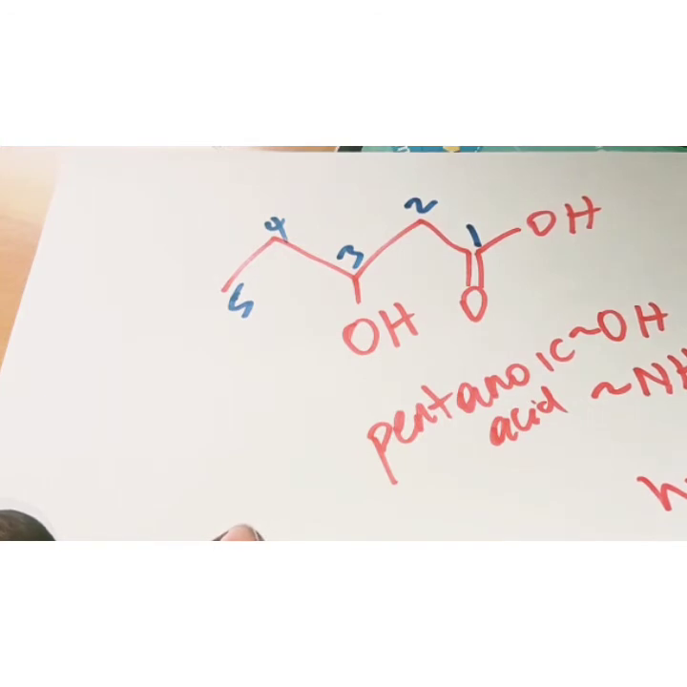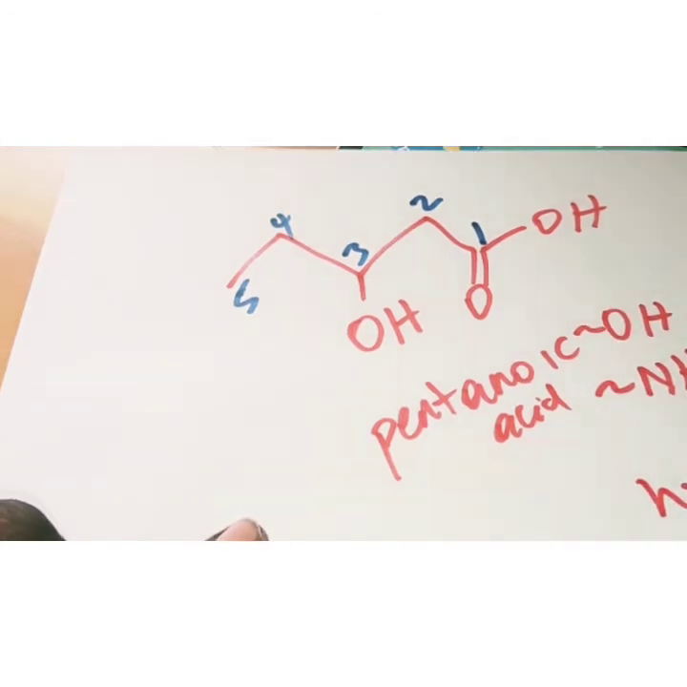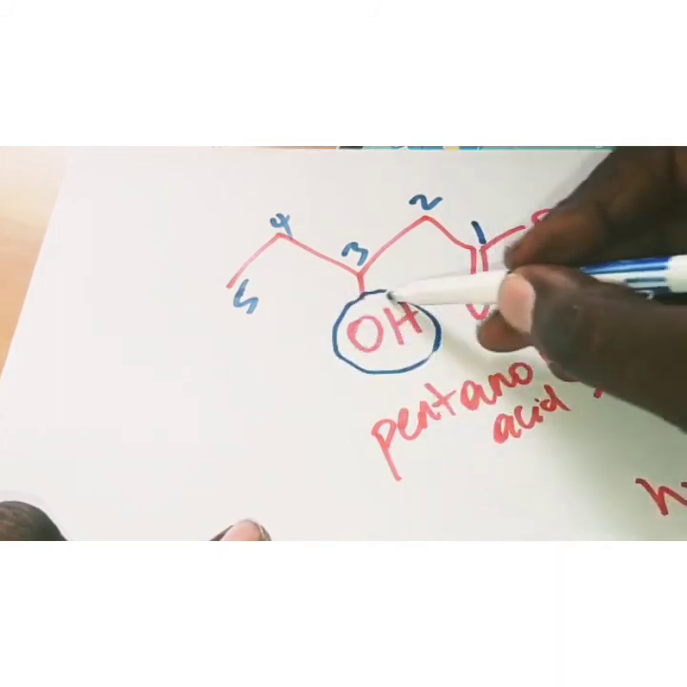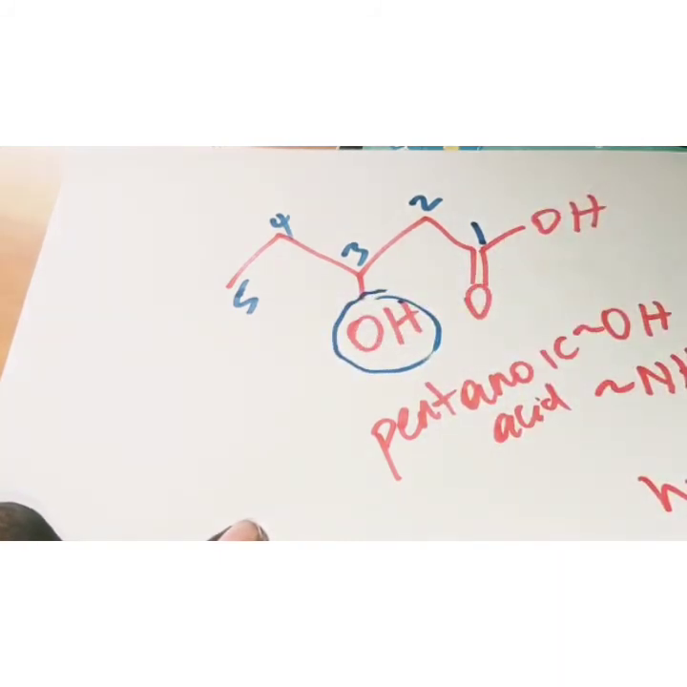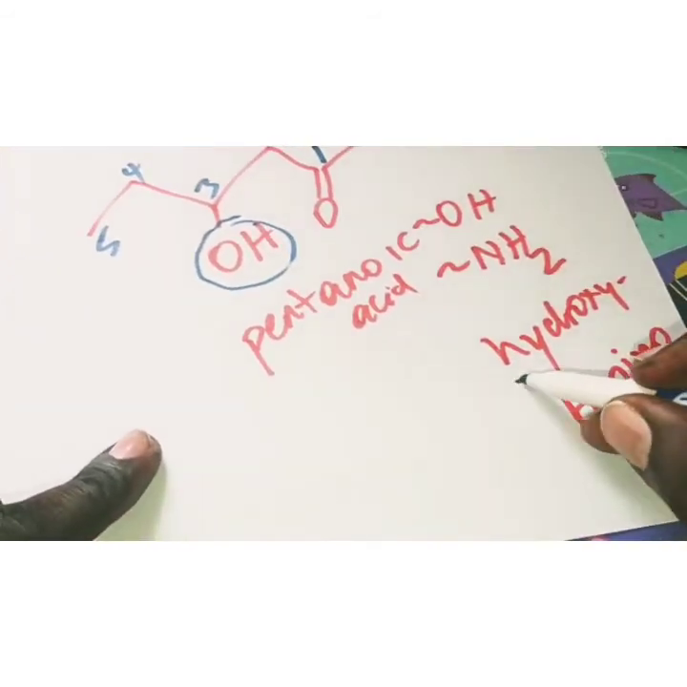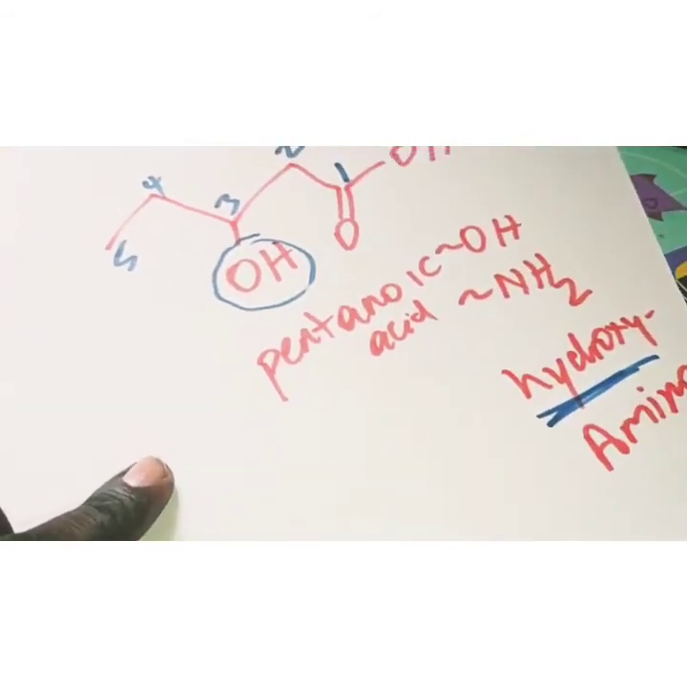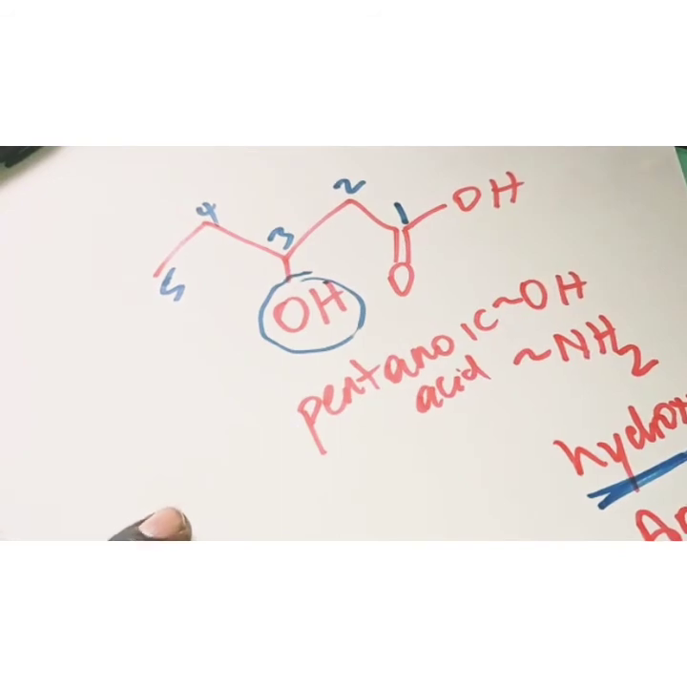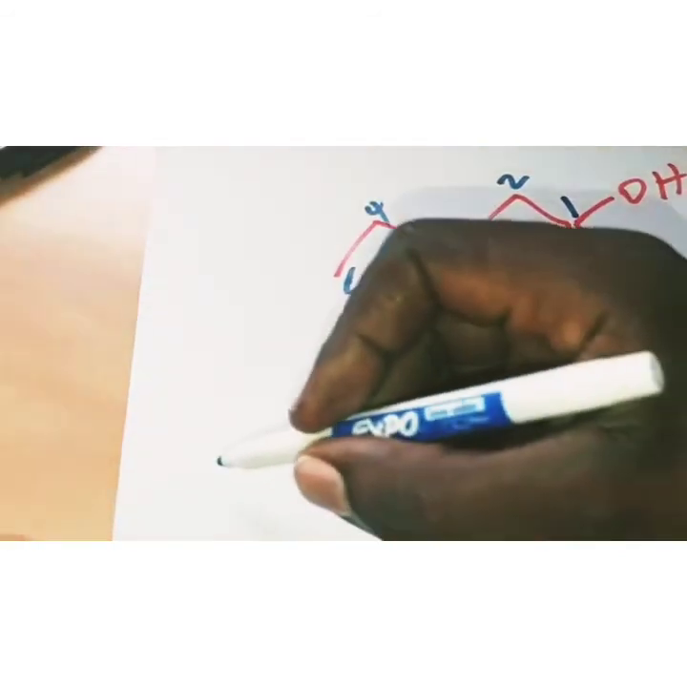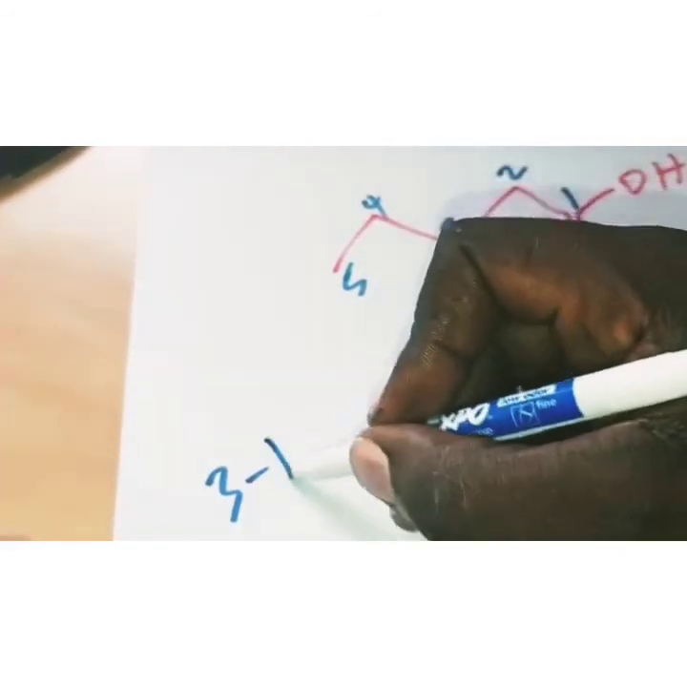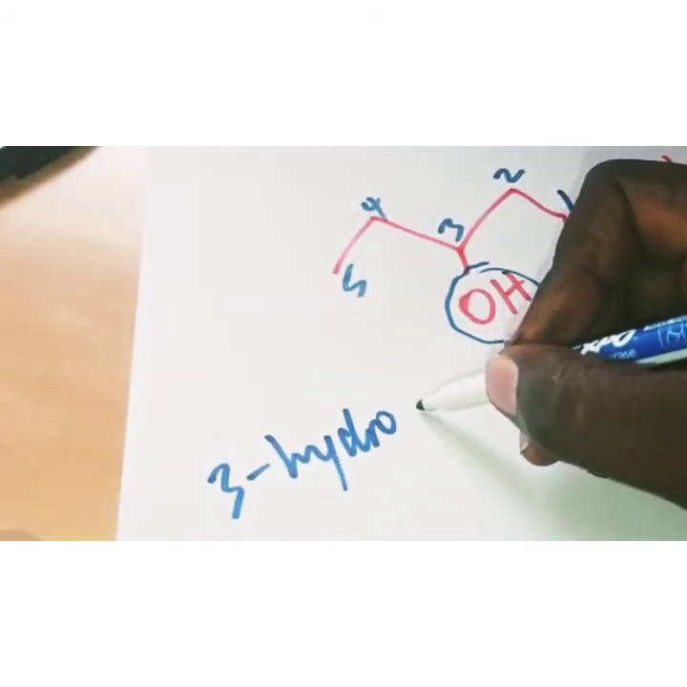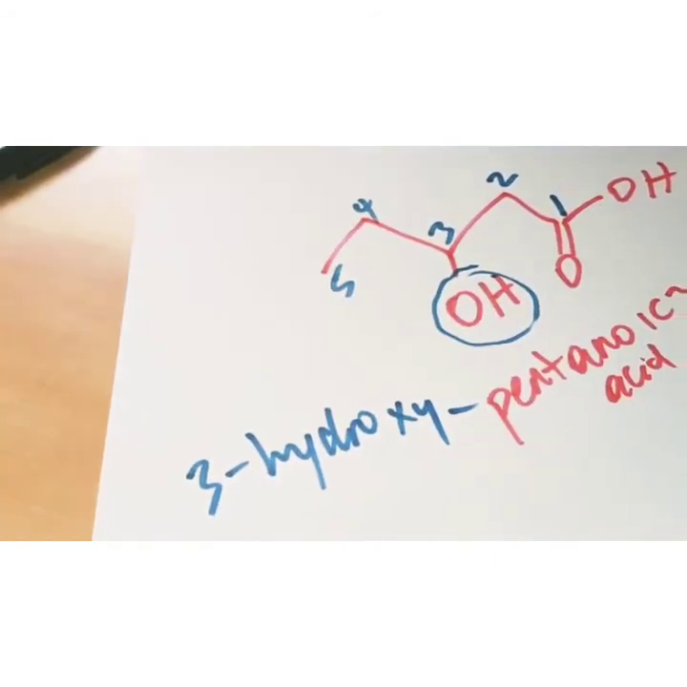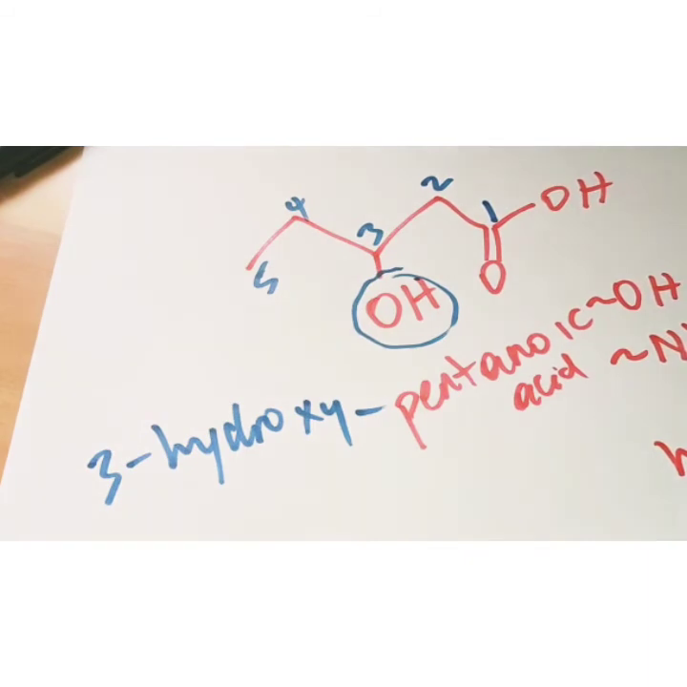We now need to find out where our substituent is. It's right there. It sticks out like a sore thumb. Where is it? Position 3. What is it? Hydroxy. Remember, we use hydroxy. Okay, so therefore we can say that this species is 3-hydroxy pentanoic acid. It's a bit of a long name, 3-hydroxy pentanoic acid.